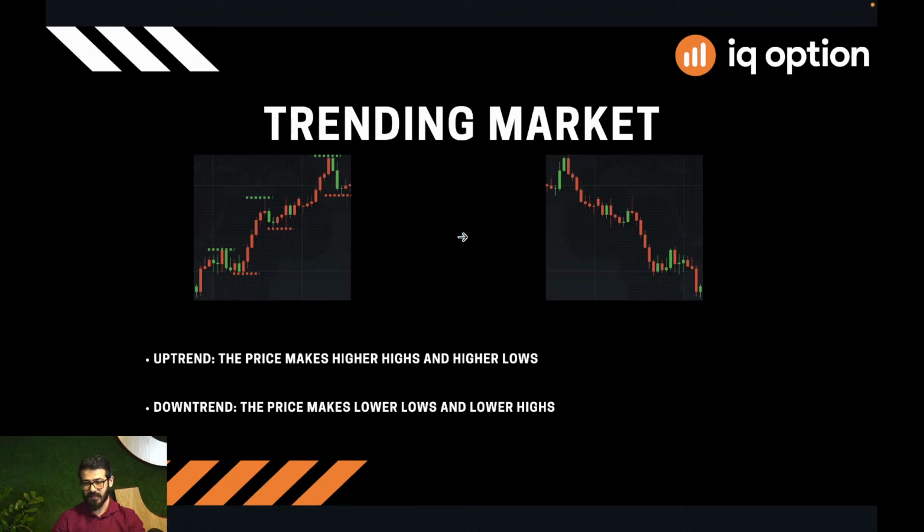The downtrend is the same thing in the opposite direction. The highs become lower and the lows become even lower, as we can see here.